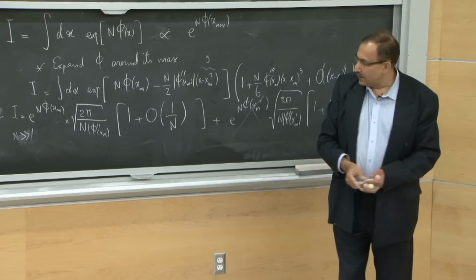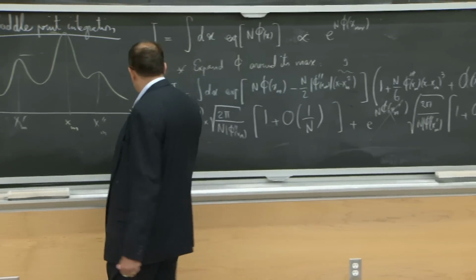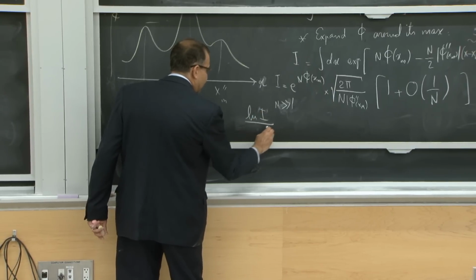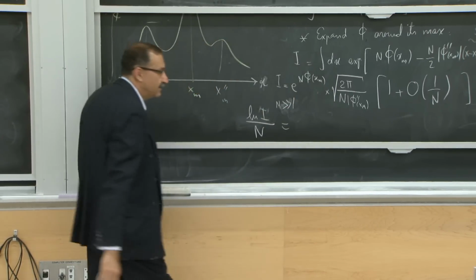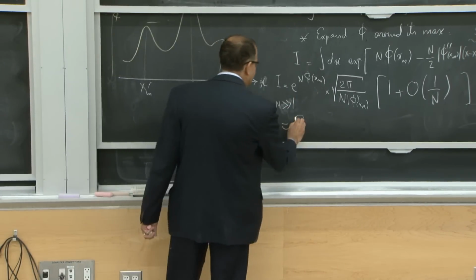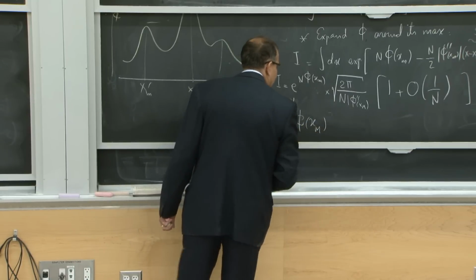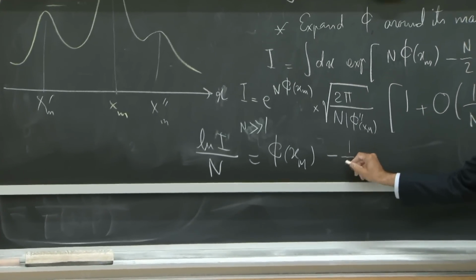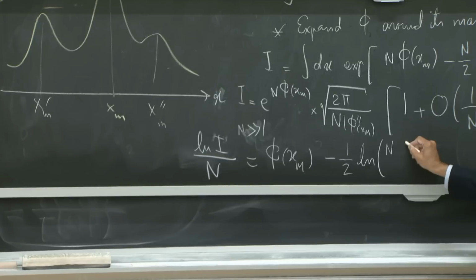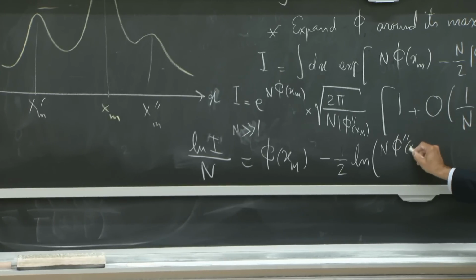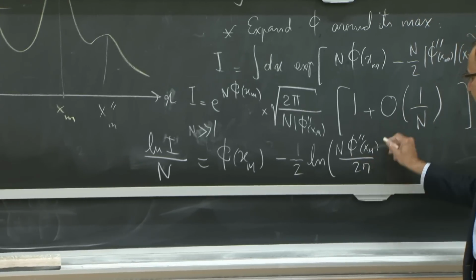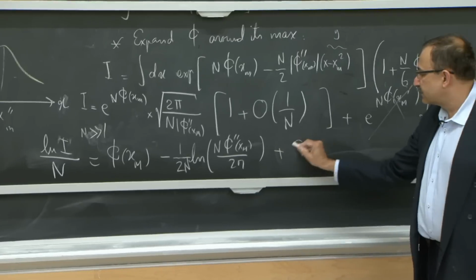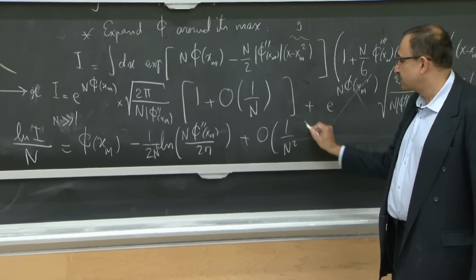Okay? And so basically this is the leading term. And if I were to take its log and divide by n, what do I get? I will get phi of x_m. And then I would get from this something like minus 1/2 log of n phi double prime x_m over 2 pi, and I divide it by n, so this is 1 over n, and the next term would be order of 1 over n squared.